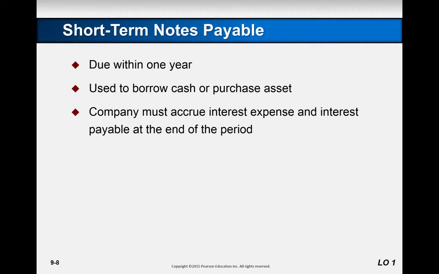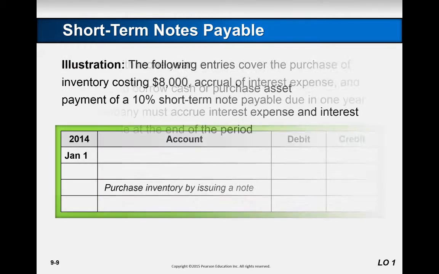Short-term notes payable, similar to accounts payable, is due within a year, and basically that's what you borrow, cash possibly to purchase an asset, and you have to accrue interest expense. Remember, with a notes payable, the difference is the promissory note. And notice the promissory note has interest, and you know that this interest equals principal times rate times time. So you should also have that in your Excel.